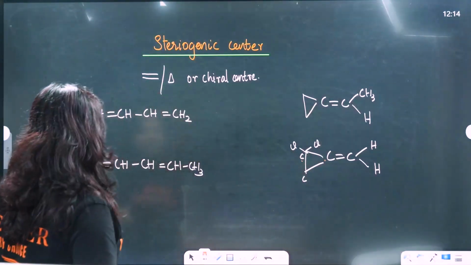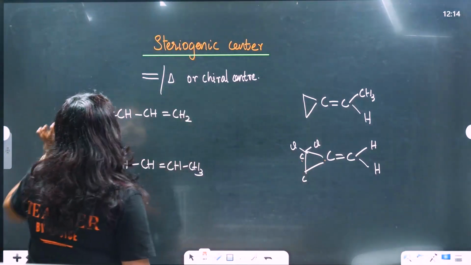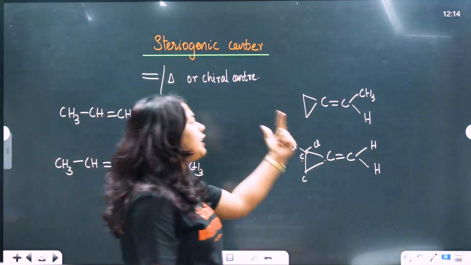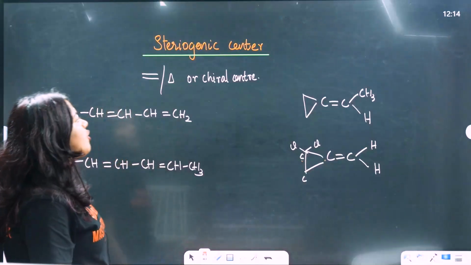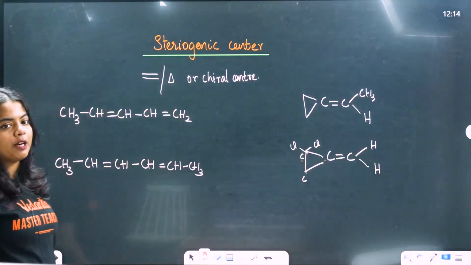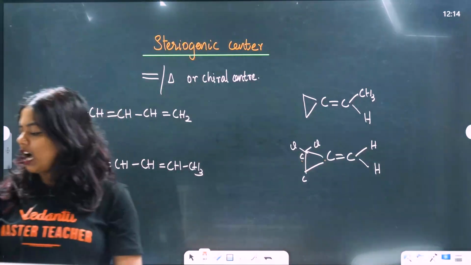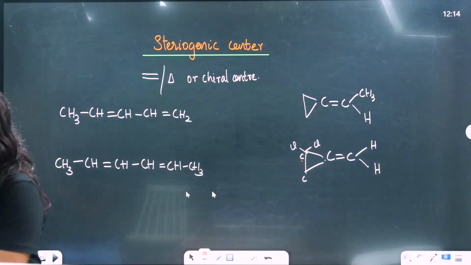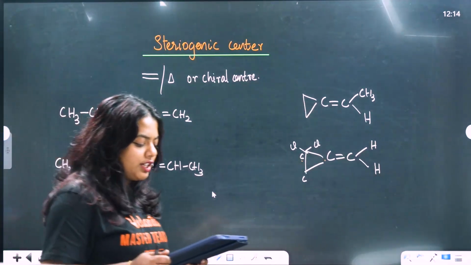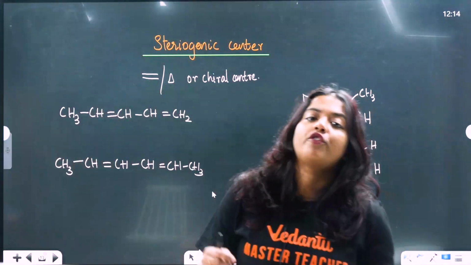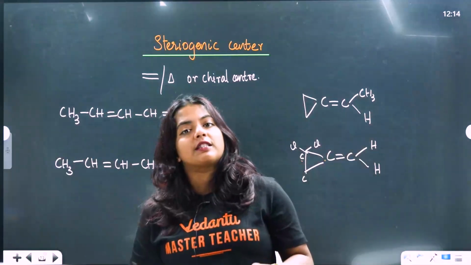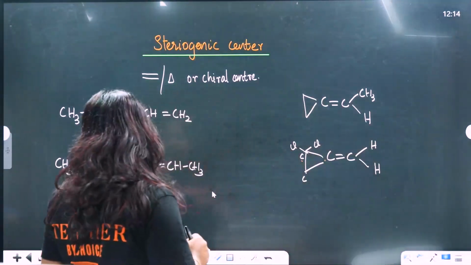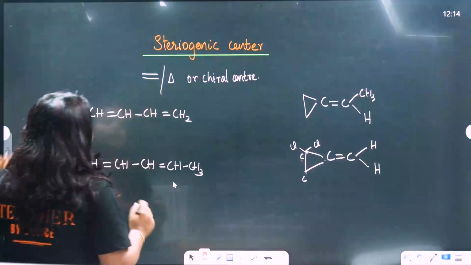For example, if you consider this particular example, here you can see that there is a double bond. Two double bonds are there, one double bond here and one double bond here. So whenever you see, either it should be a double bond or it should be a cyclic carbon. In the cyclic structure there should be a chiral center also. So that is something called the stereogenic center, which is actually responsible for stereoisomerism. Those responsible for stereoisomerism are what we call the stereogenic center. So here we are going to check whether there is a stereogenic center or not.